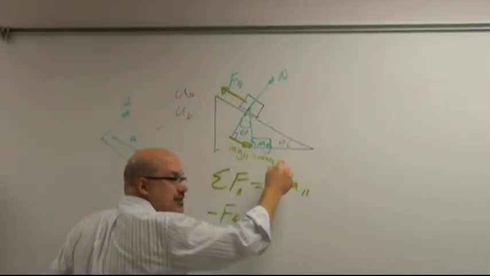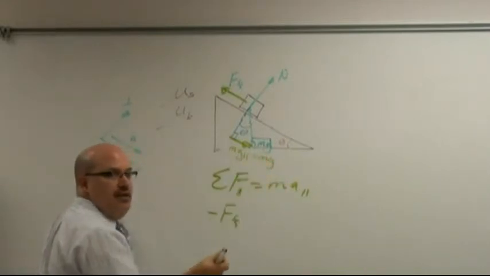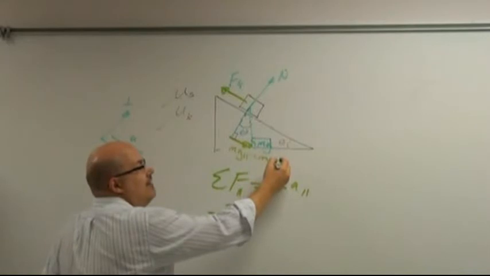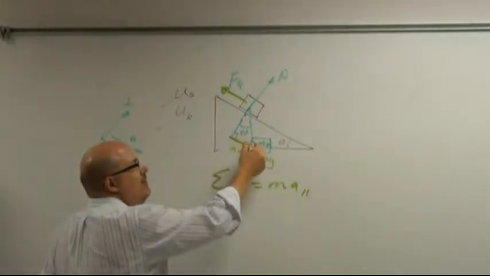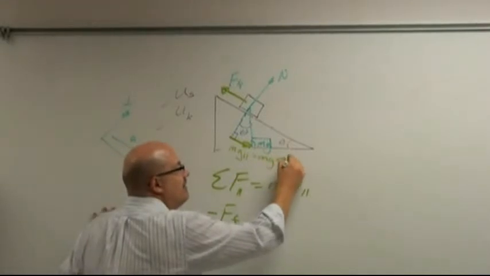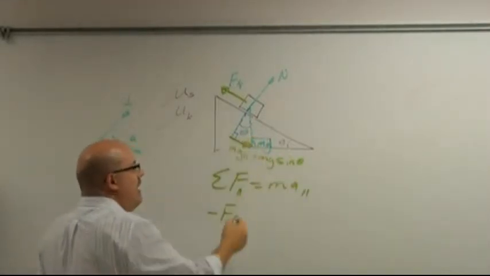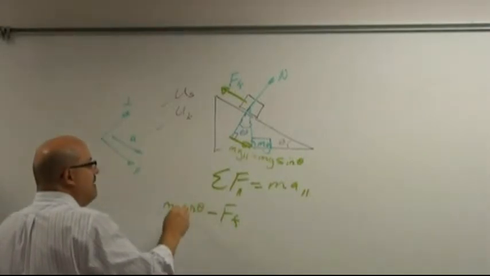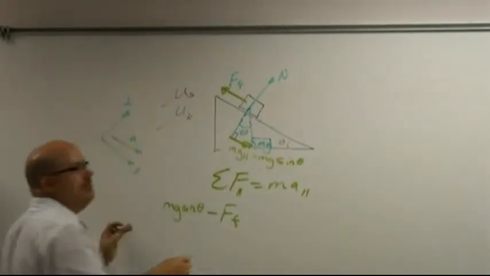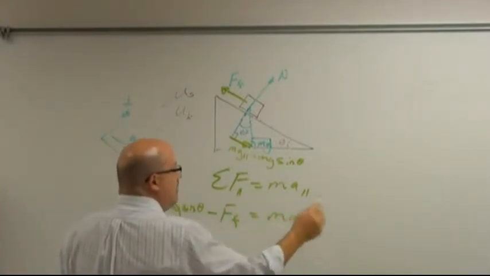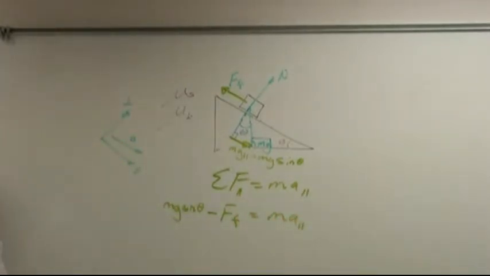Is it going to be mg sine, cosine, tangent, cotangent, cosecant? What is it? It's a trig function. Which one is this? This side, right? Sine. So I got mg sine theta. Any others? Is that it? Equals ma in the parallel direction.